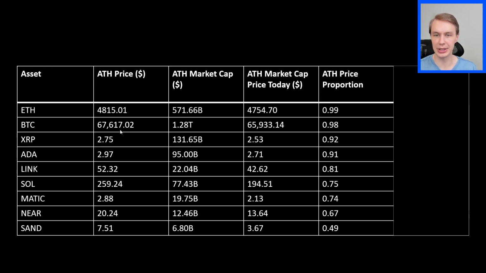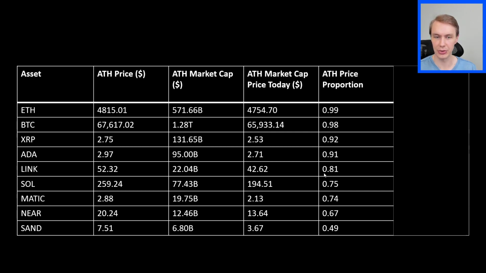And that's basically just taking this value and dividing this value from it. So this value divided by this value. And so we can see for Ethereum, for example, that if it got to its prior all-time high market cap today, its price would be 99% of what it was at its actual all-time high price. Bitcoin 98%, XRP 92%, so on and so forth.